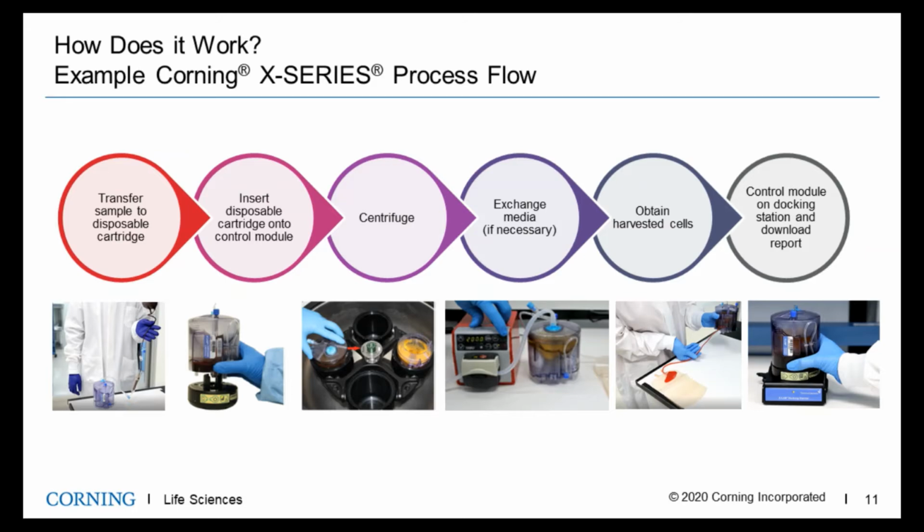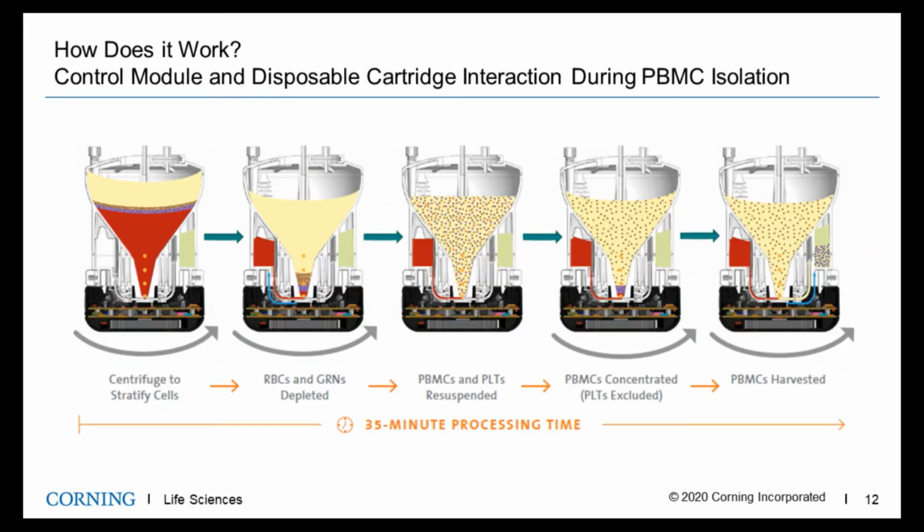After the process is complete, you just withdraw the harvested cells using either the provided Luer lock connection or, again, by sterile tube welding, and then proceed to download the process report. A typical PBMC isolation from whole blood will take about 35 minutes, so this is not a fixed time. You can switch some things up to make it run a little bit shorter.